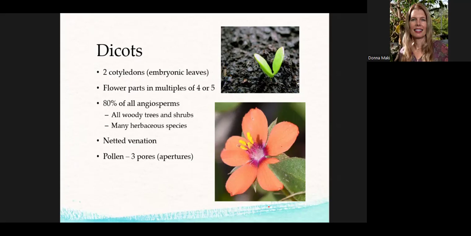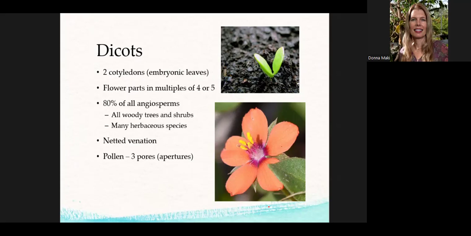Very good. Yes, and orchids too. Yeah, so you have to be careful about that. So dicots win. 80% of all angiosperms are dicots. That's a good thing to remember, especially if you're out trying to figure out what you're looking at when you see a strange plant. Chances are it's a dicot. You have an 80% chance of that.